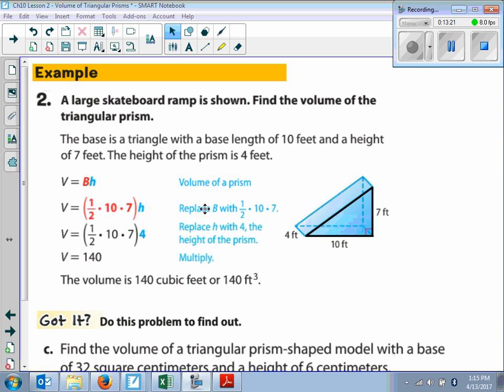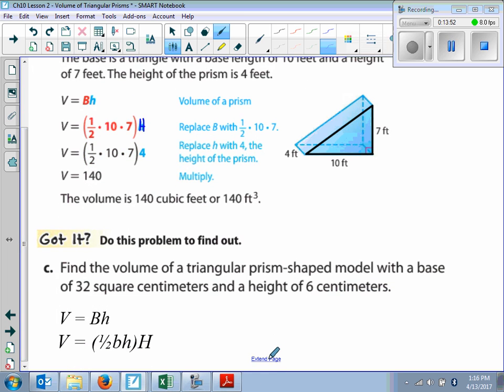Then we're going to multiply times the height of the prism. So going from base to base, which of these numbers represents the height of the prism? 4. Does everybody see that? So going from base to base, 4 is the height of the prism. And don't forget, I like to make this a capital H just to distinguish between the height of the base and the height of the prism. And then you simplify and we get 140 feet cubed. Okay? So let's do this one.